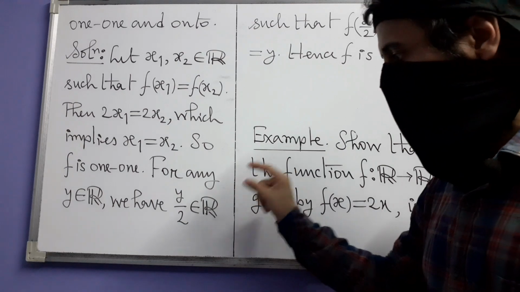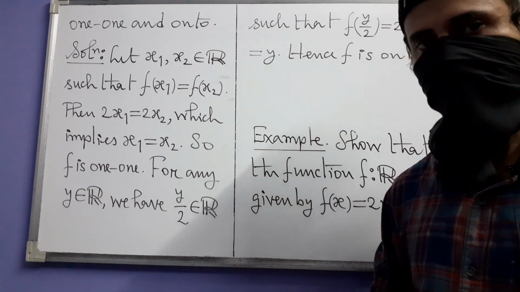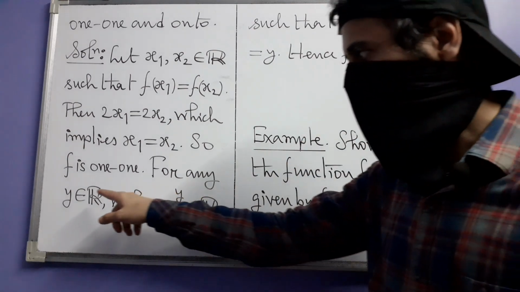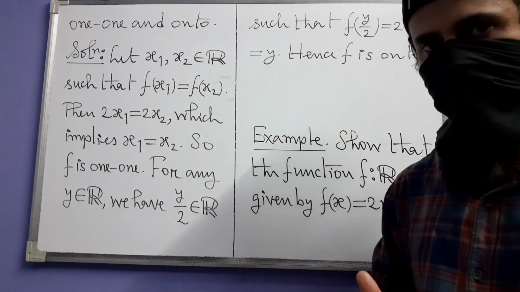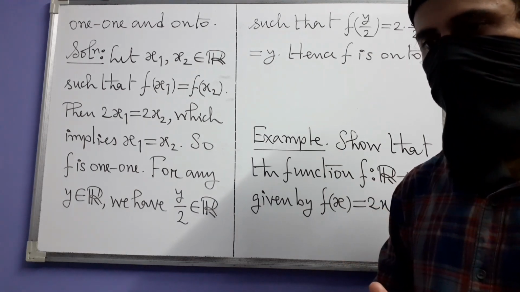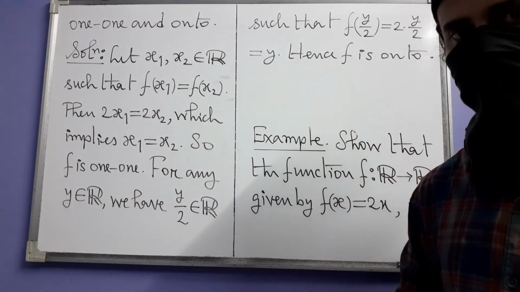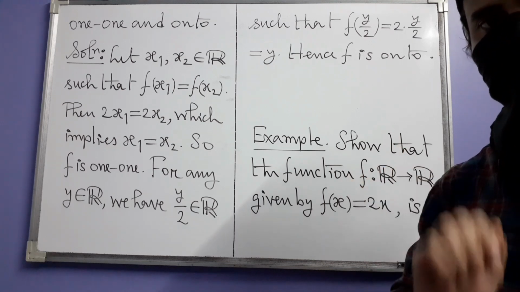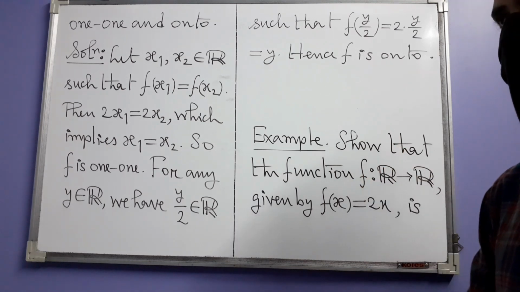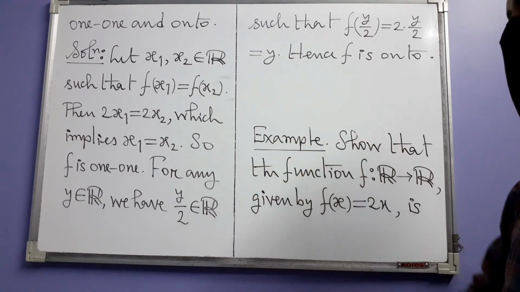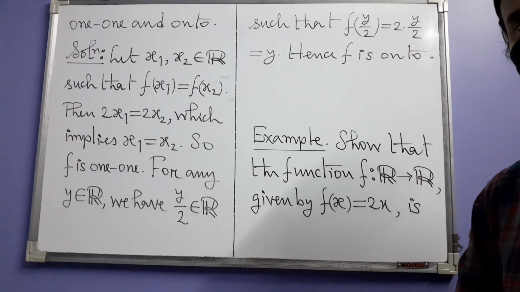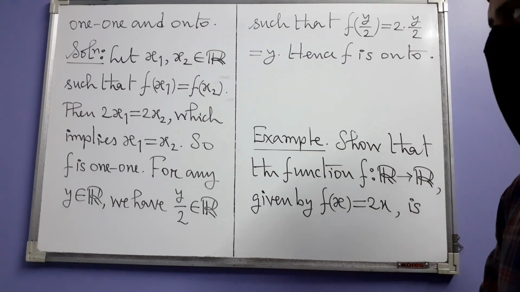Why did we not have this in the previous example? That is because for any natural number n, n divided by 2 is not always a natural number, and particularly it is not when n is odd. That is why. Here however we do not have that problem, and so we have ontoness as well. Next.